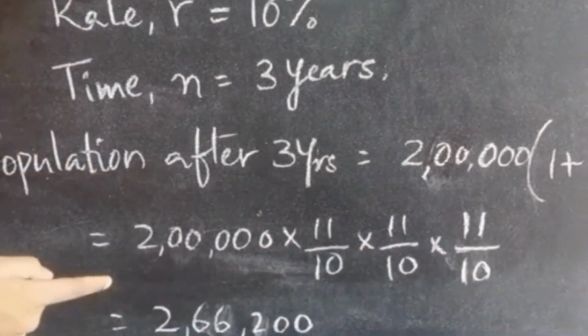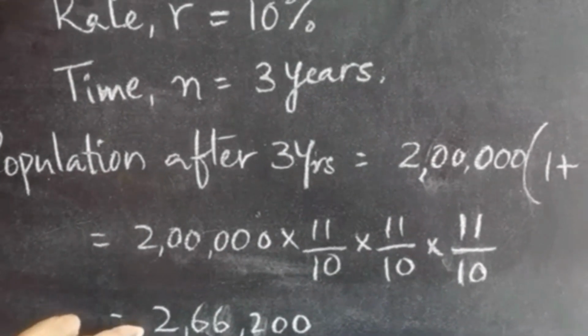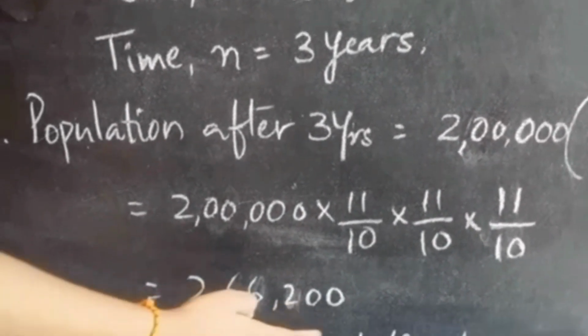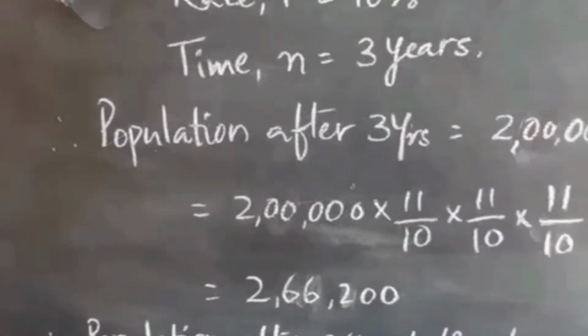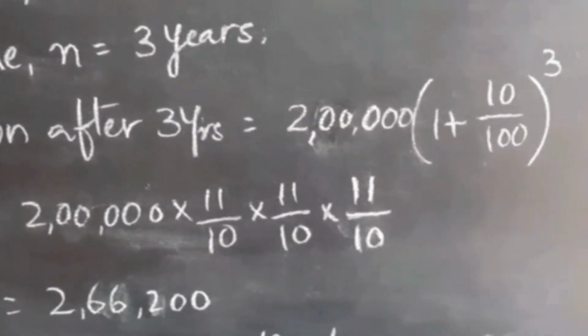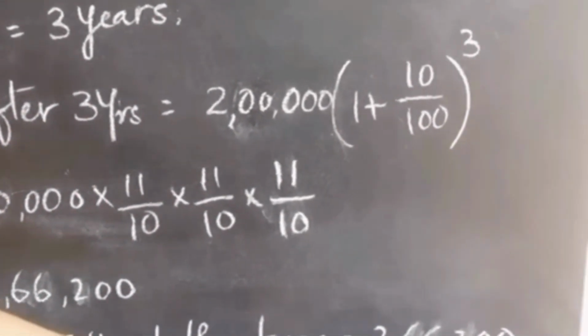So, if we solve this, we get 2,66,200. So, the population after 3 years of the town is 2,66,200.